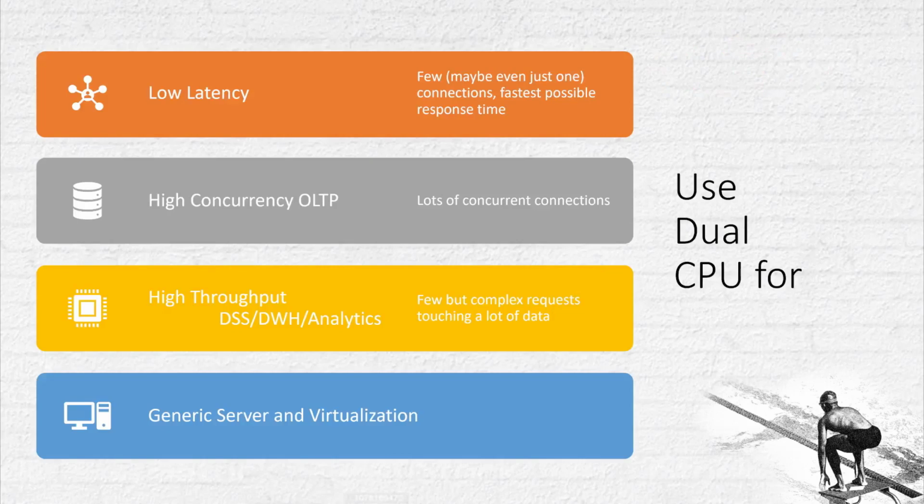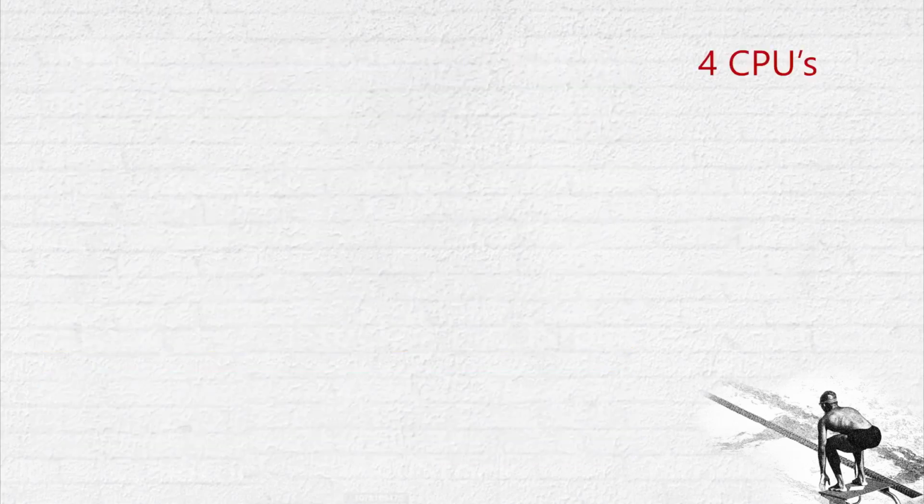So let's look at which machines benefit from dual CPUs. Generic and virtualization servers. With all the other ones, I would not use dual CPU machines right now. That's the current recommendation. Four CPUs.